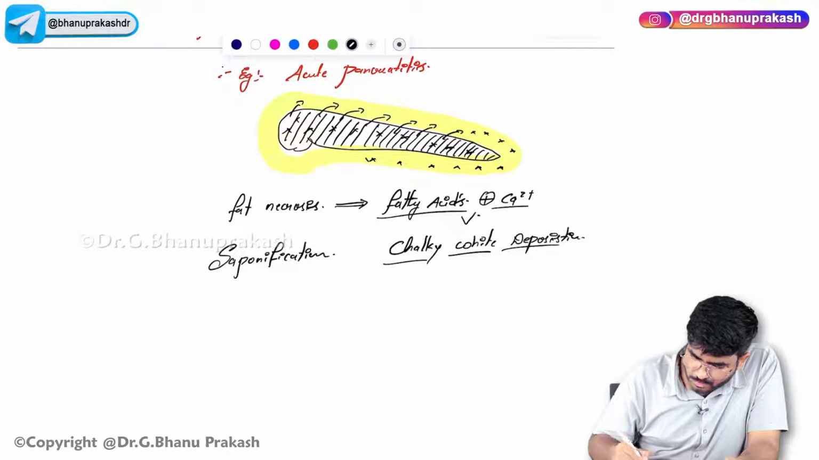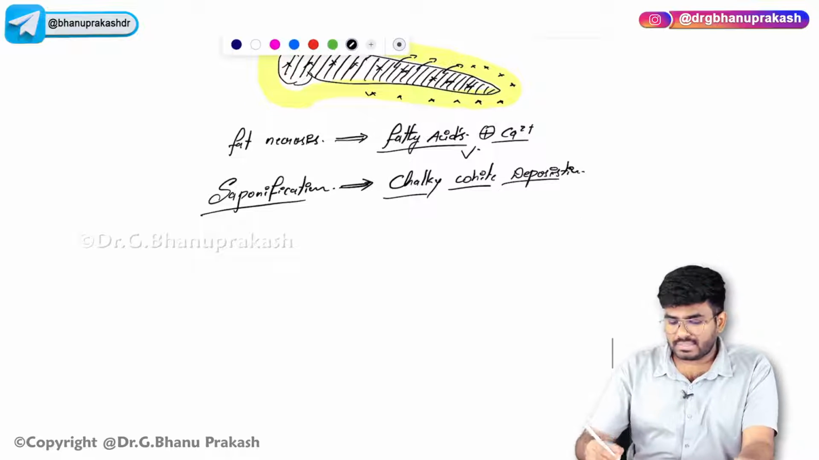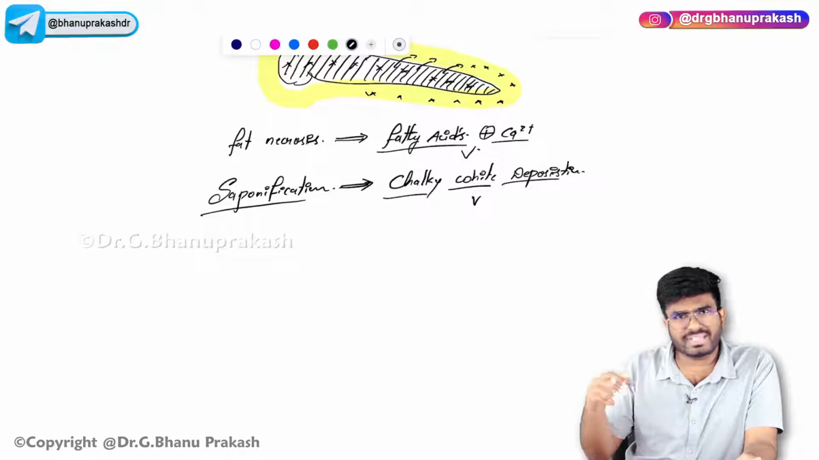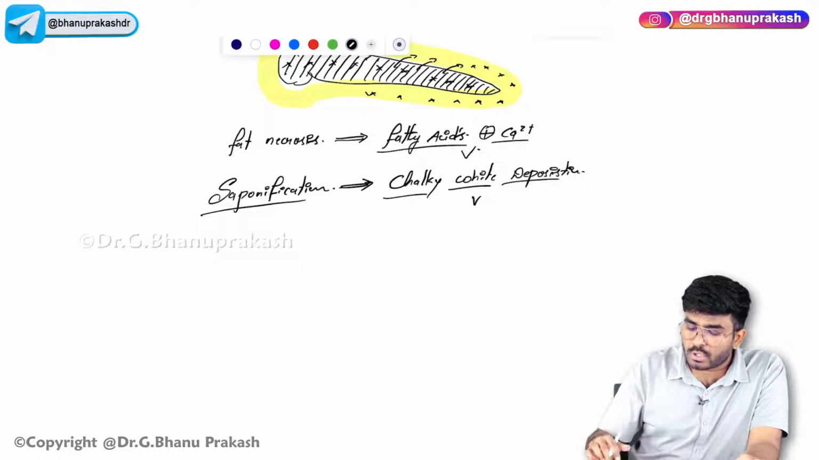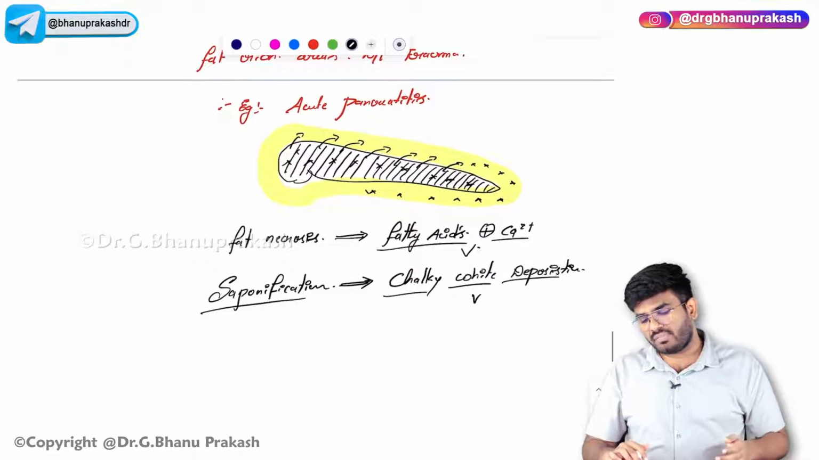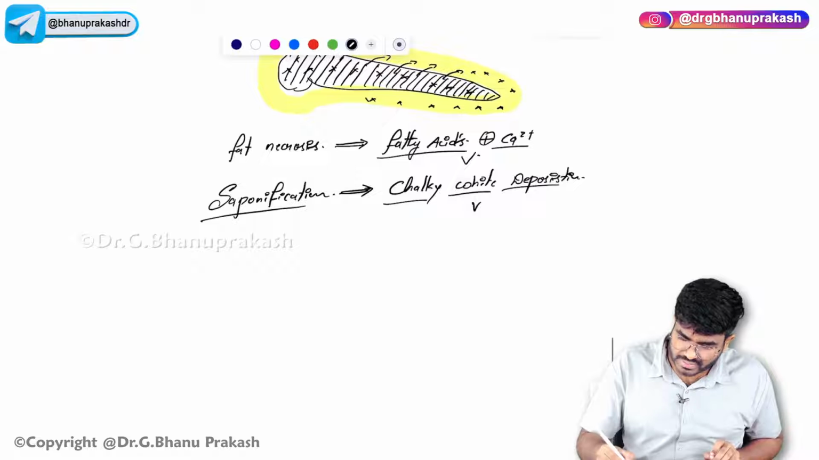Okay. So, because of the saponification, what you will see? Chalky white deposits. And these chalky white deposits, what exactly are they? This is nothing but the calcium. The calcium is coming and getting deposited in the area where there is damage. So, this chalky white deposit, or this saponification process, is an example of calcification. Which type of calcification? Dystrophic calcification.